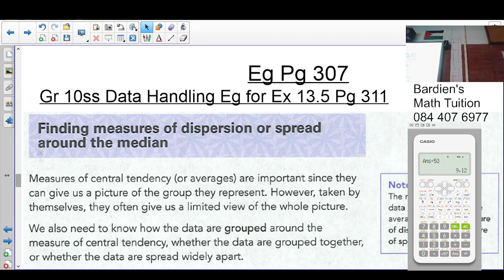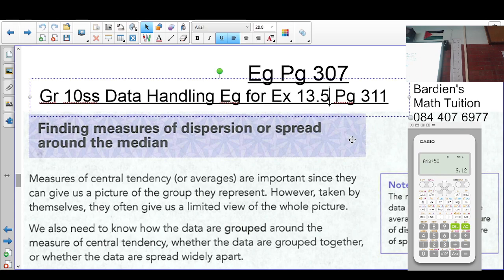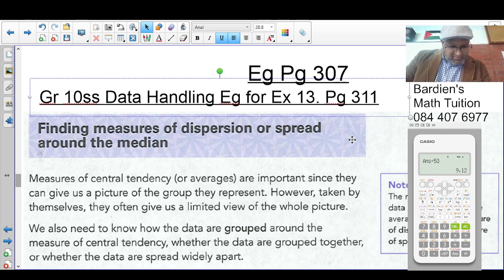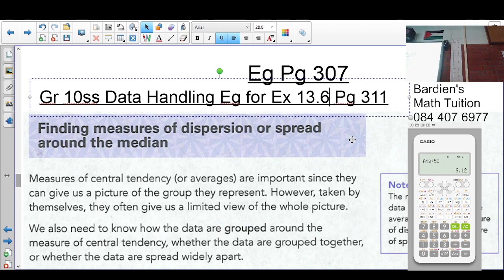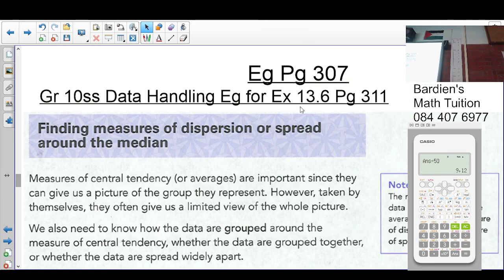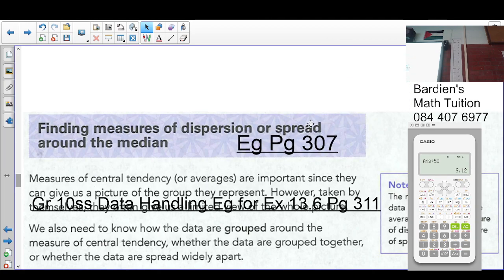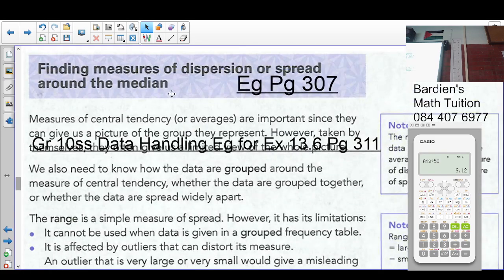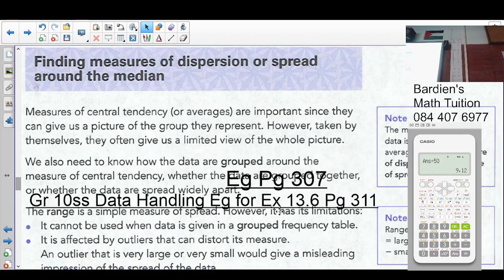We're looking at the examples for exercise 13.6. Exercise 13.6 is on page 311. And we're reading the examples and the introduction starting on page 307. This is from the Classroom Mathematics textbook, our textbook we're using at our school. No?